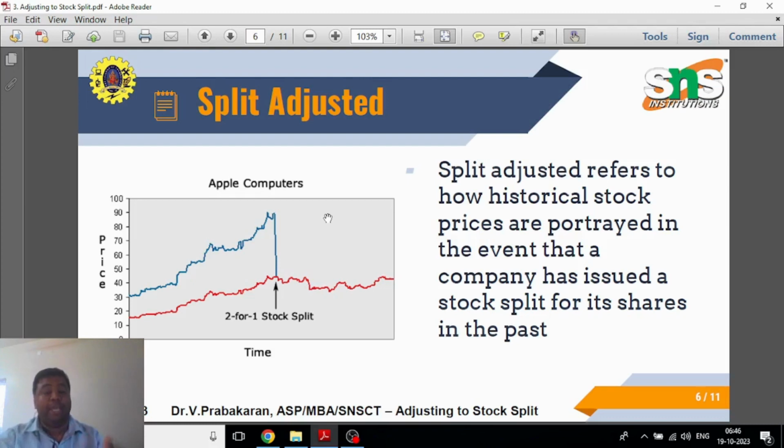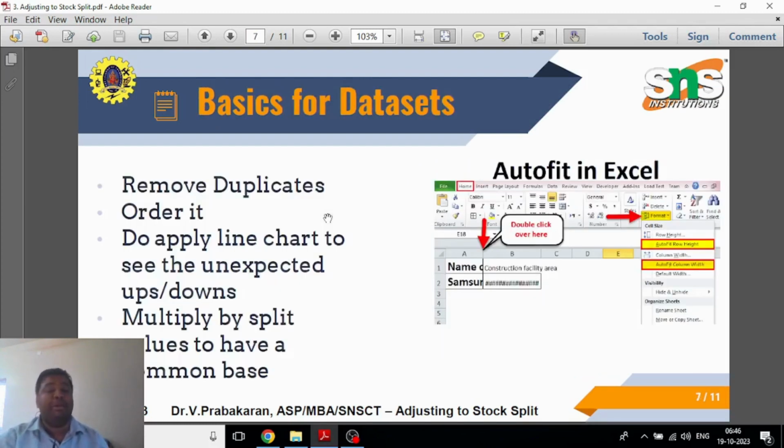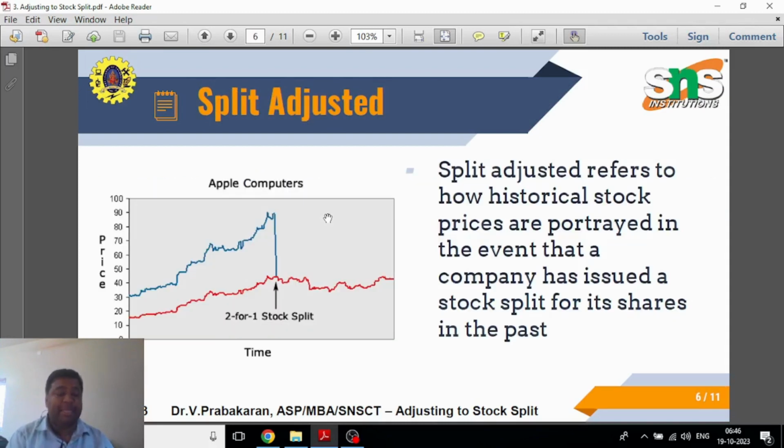How to carry out this analysis work? This is what an adjustment is meant for. So let us take the same example, and this is a line where the company has gone for a 2-for-1 stock split. This is for Apple computers. So 2-for-1 indicates one stock is divided into two, right? So this is the date at which the announcement was made.